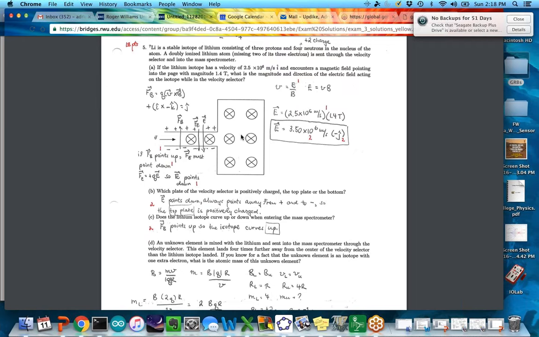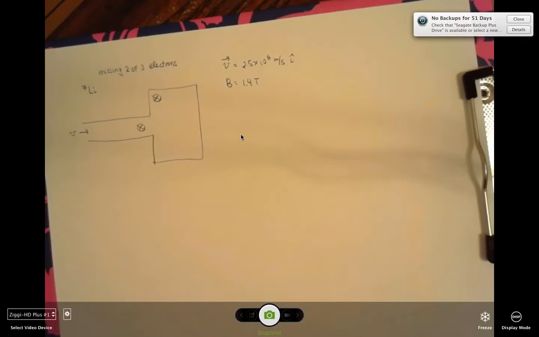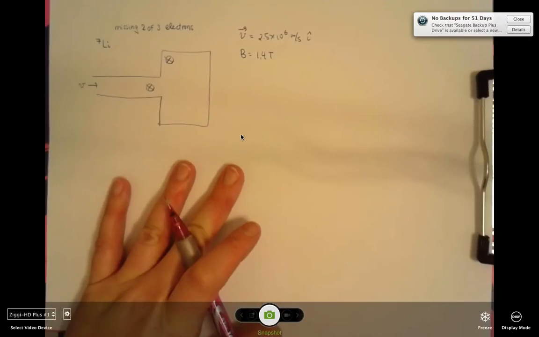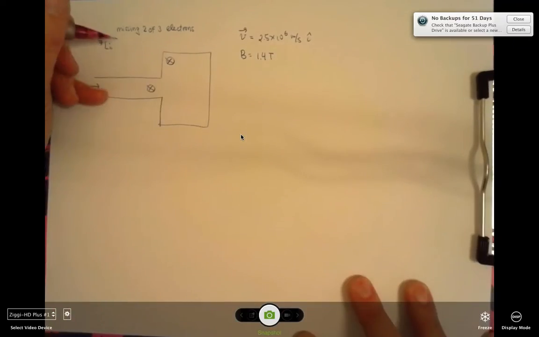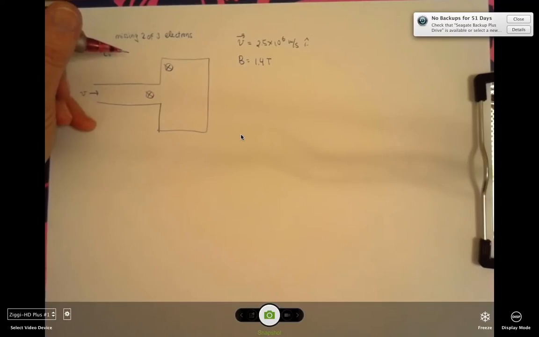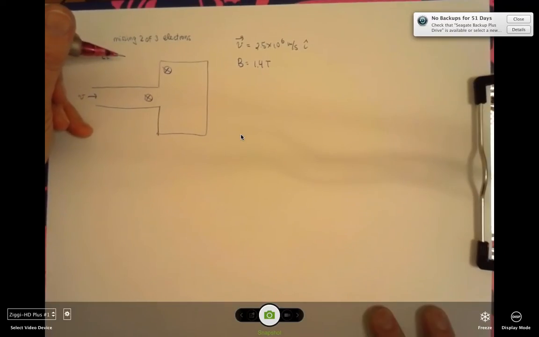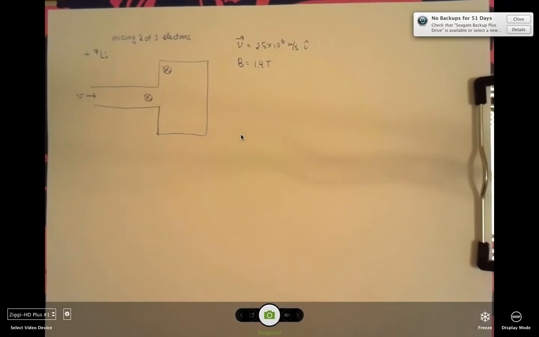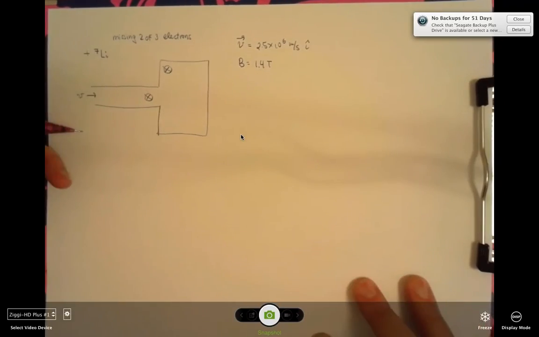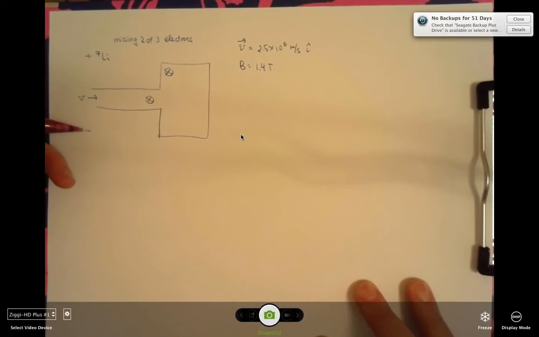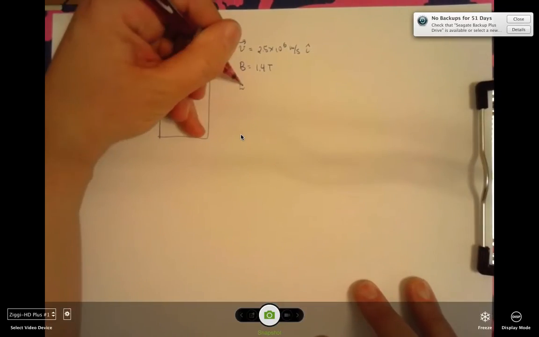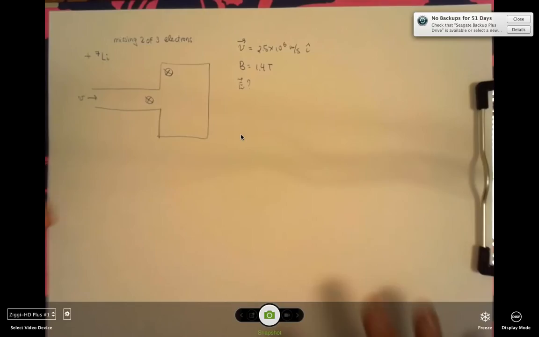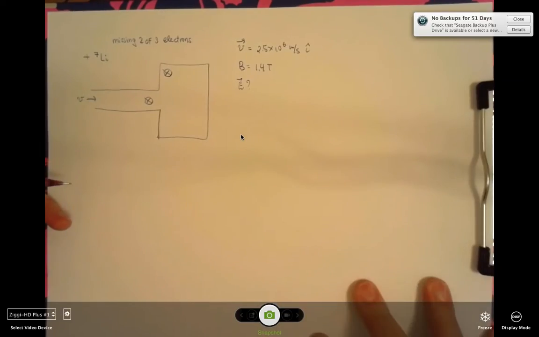All right, so let's just rewrite this whole one. If lithium is missing 2 of its 3 electrons, originally it was neutral, so if it's missing electrons, that means it is now positive as it moves through here. Basically what you want to find here is your electric field and the direction of it.